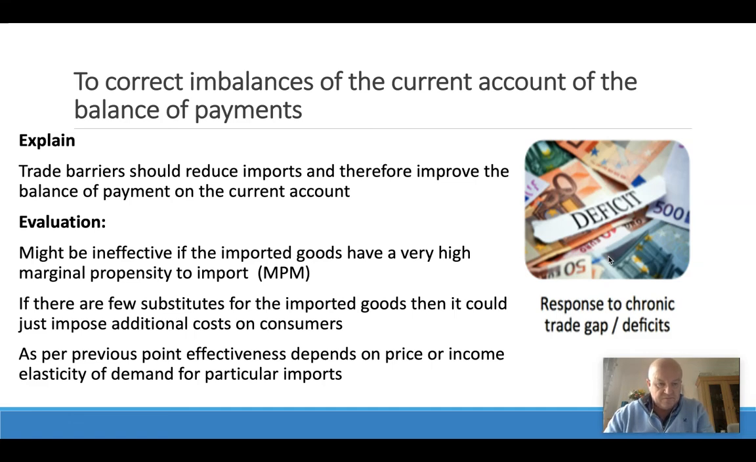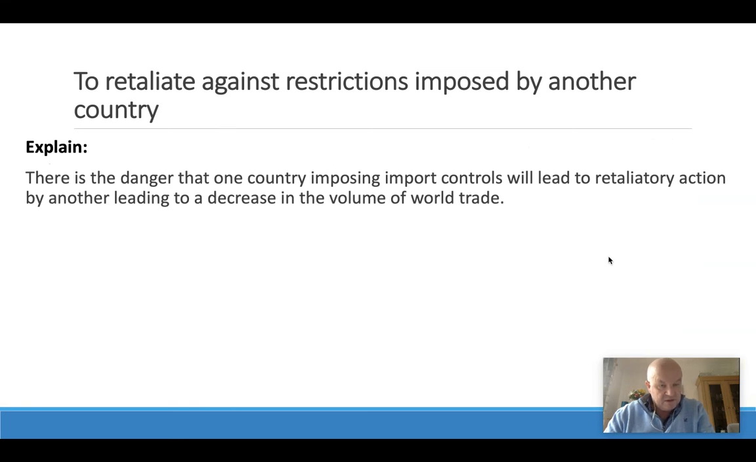go down that route. If we're going to then look at the next one, then retaliate against restrictions imposed by other countries. Well, clearly, we've said before, if we go through this tit-for-tat process of one country imposing import controls, that could then lead to retaliatory action, and that's effectively going to affect the volume of world trade, because if we've got people arguing the toss about this, all that's going to do is reduce the volume of world trade.